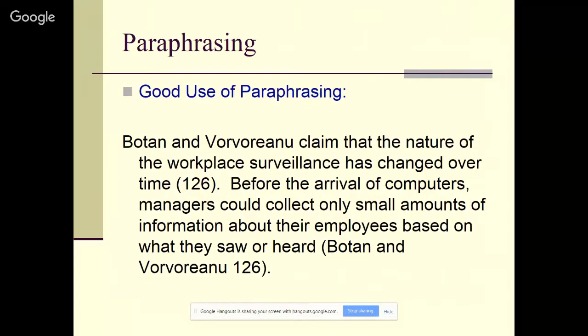So here's a fix. Botan and Vorvino claim that the nature of the workplace surveillance has changed over time (126), so we have the page number now. Before the arrival of computers, managers could collect only small amounts of information about their employees based on what they saw or heard. Okay, now we have a citation, we have significant changes, we take the idea of the article and put it into our own words. This is an effective paraphrase.